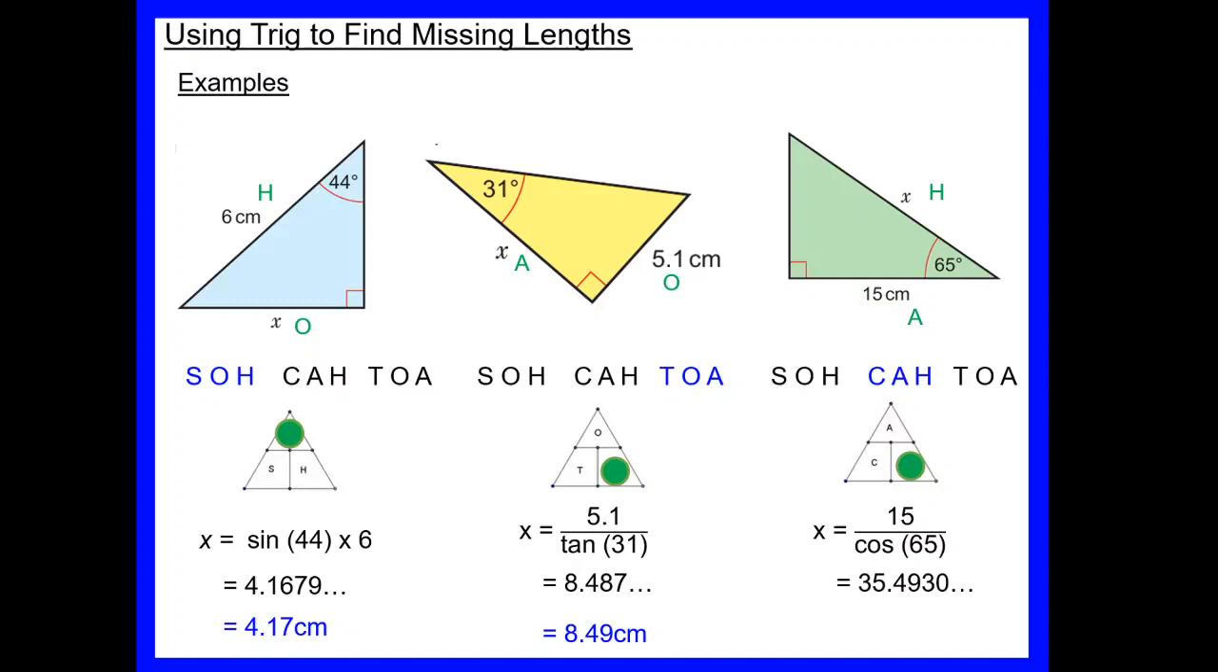35.4930, etc. To three significant figures. Remember, three significant figures, the first three digits. 1, 2, 3. So our 9 makes our 4 into a 5. And we get 35.5 centimetres. Make sure you're happy with those before you move on to have a go yourselves.